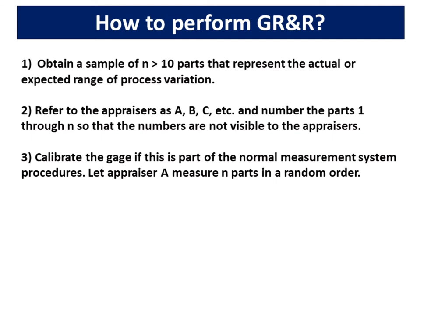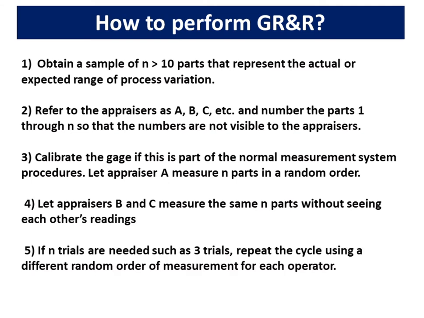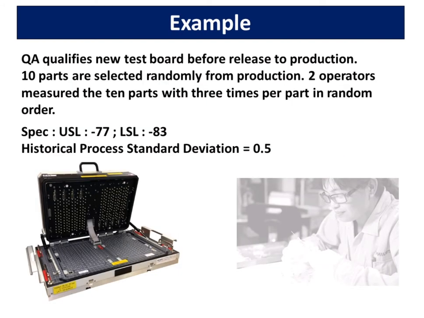Let appraiser A measure n parts in a random order. 4. Let appraisers B and C measure the same n parts without seeing each other's readings. 5. If n trials are needed, such as 3 trials, repeat the cycle using a different random order of measurement for each operator. For example, QA qualifies a new test board before release to production.